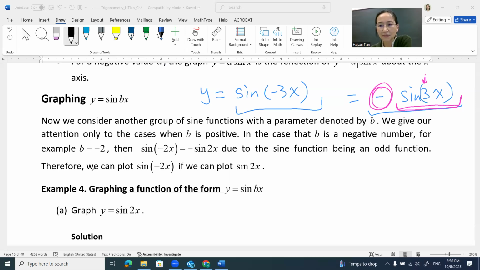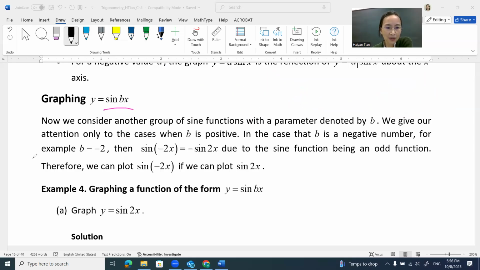So we can always get the graph for the case when this number b is negative. That's why we don't have to consider the case when b is negative, because it can be converted into the case when b is positive, then later do a reflection. That will allow us to find the picture for the case when b is negative. So let's focus on the case when b is positive. Let's look at a concrete example.